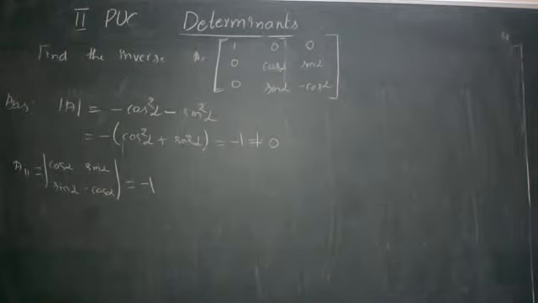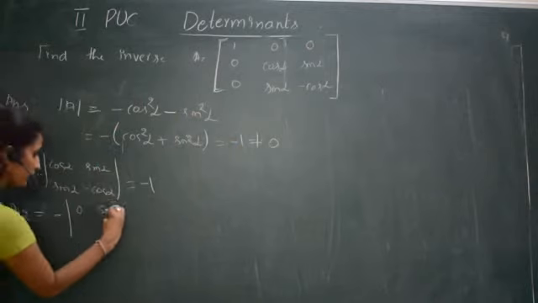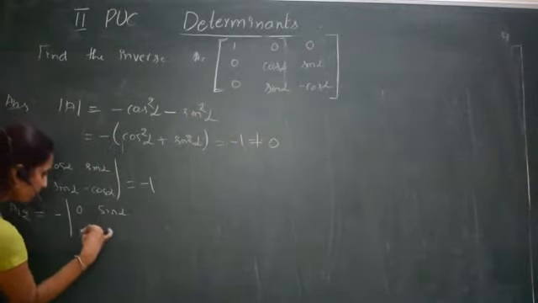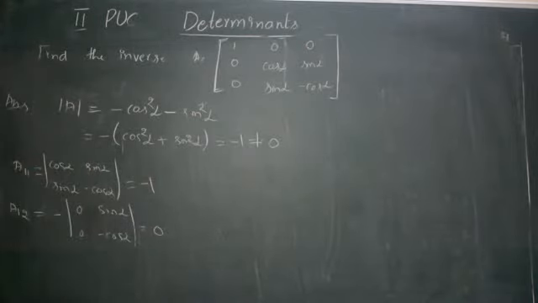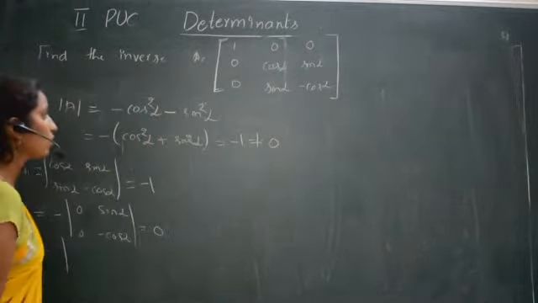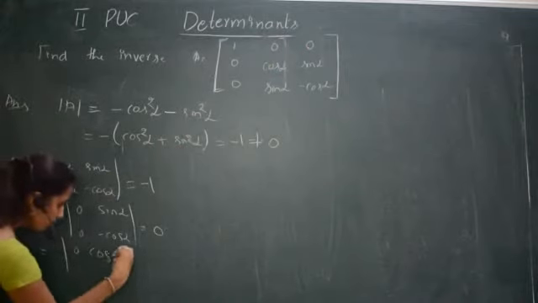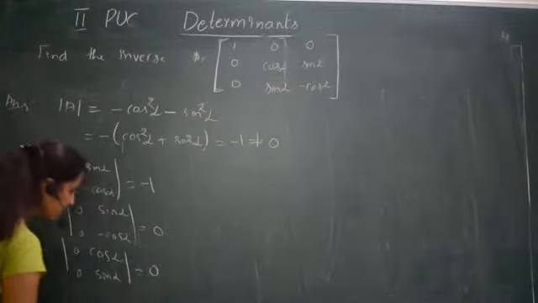Next, A12 is minus A12, this one. So 0 sin alpha 0 minus cos alpha. So this will be 0. Then A13 will be plus, now A13, by deleting the first row and third column. 0 cos alpha 0 sin alpha, that will again be 0.